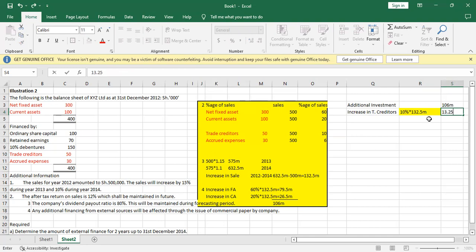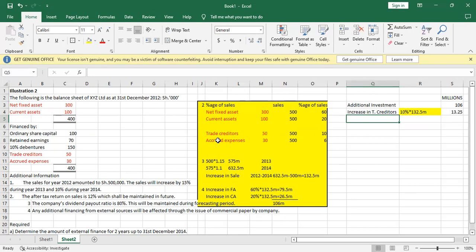So 13.25. I'm going to subtract that figure from the 106. Let me omit the M so that the numbers can work for me. So I'm talking of millions, right? So 106 minus 13.25, because I'm lessing this figure. So I'm getting, or let me just less of them, all of them. Then I have the increase in accrued expenses. So I'll again less that.